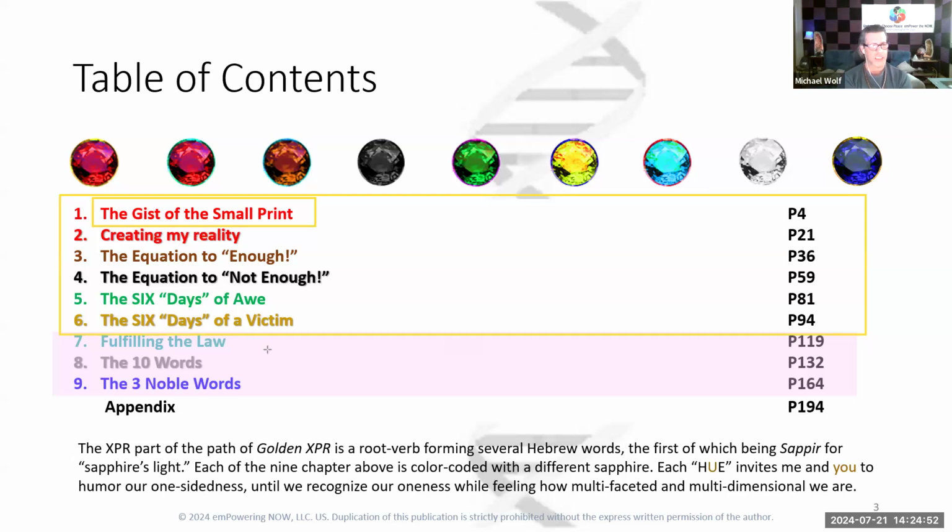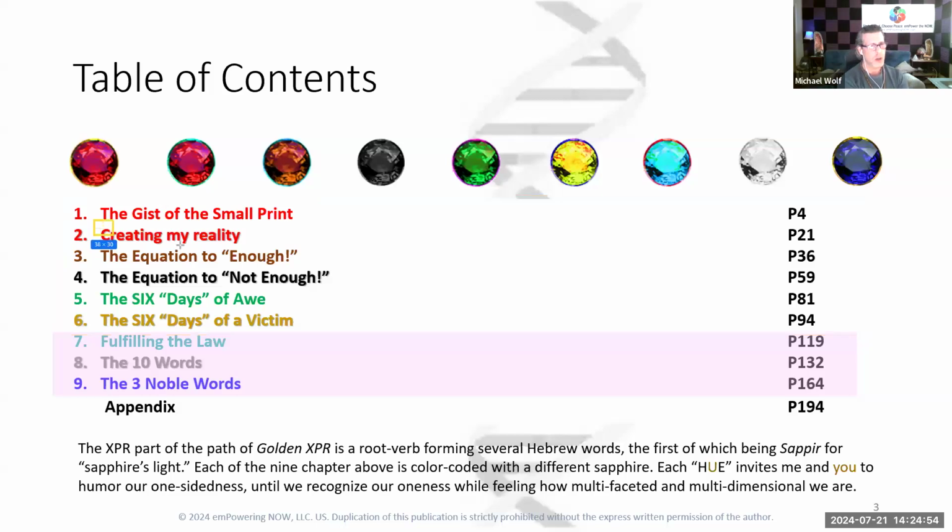And in that, we'll look at some of the core codes to begin to have a method, a fail-proof method of understanding the shadow. And the equation to not enough goes into, again, more of the core as paired by the equation to enough and not enough. Those two are 2 sides of the same coin. We'll then move into chapter 5, the 6 days of awe, and complete with chapter 6, the 6 days of a victim.